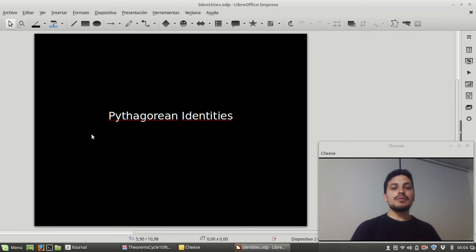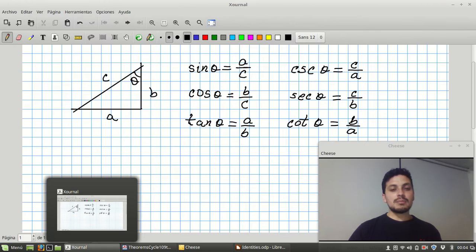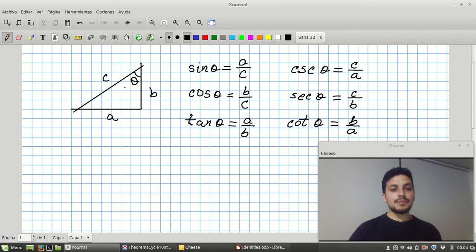And the first type of identities we're going to see are the Pythagorean identities. Let me show you something that maybe you will know, that it's a right triangle, okay? And the trigonometric ratios. We have sine, cosine, tangent, cosecant, secant, cotangent. And remember that sine is related with the opposite to the angle and the hypotenuse, cosine adjacent and hypotenuse, tangent with opposite and adjacent, and cosecant, secant, and cotangent is like the reciprocal of sine, cosine, and tangent respectively.